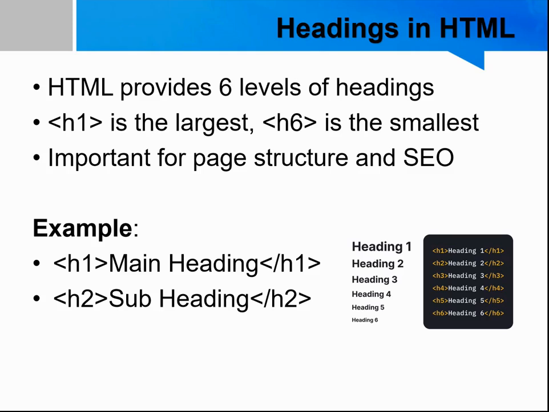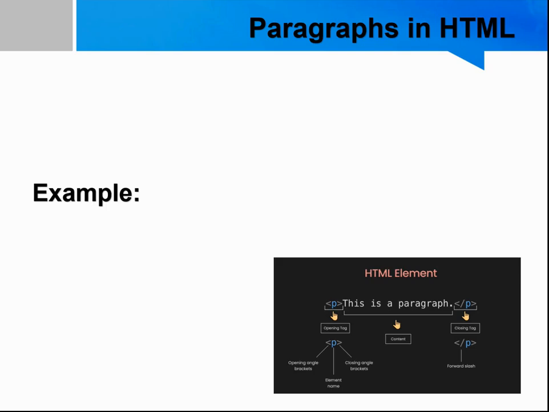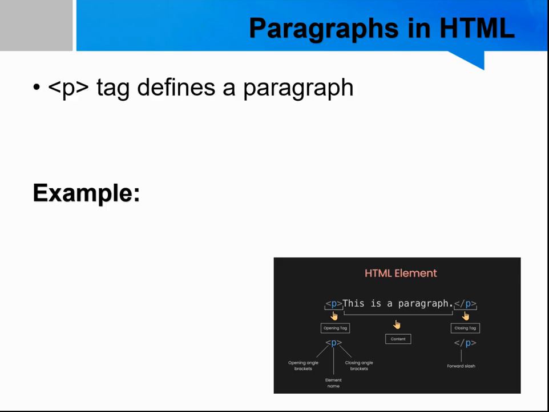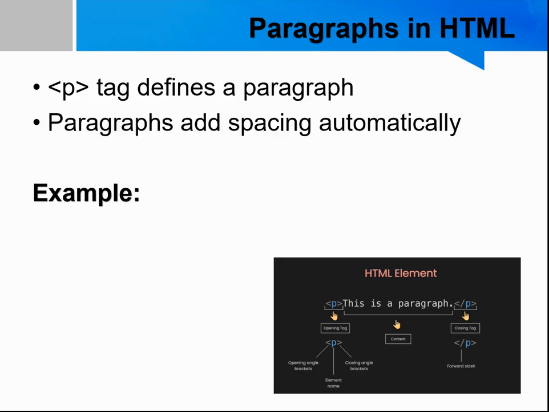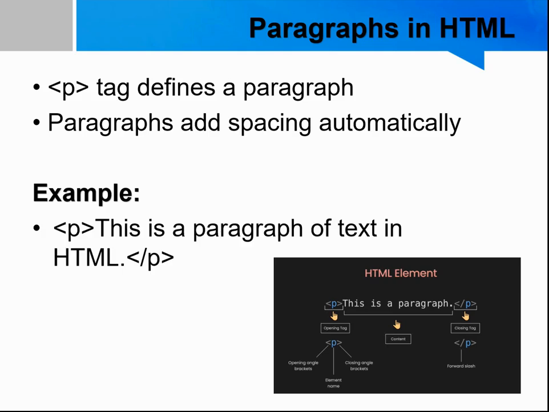Next up, paragraphs. To add normal text, we use the P tag. A paragraph automatically adds spacing, making your text easier to read. Here's an example: P, this is a paragraph of text in HTML, closing P. If you've ever read a blog post or article online, almost all of that text is placed inside paragraph tags.